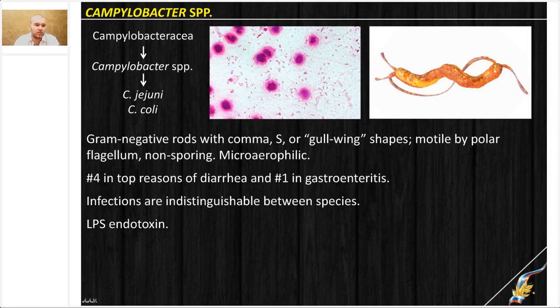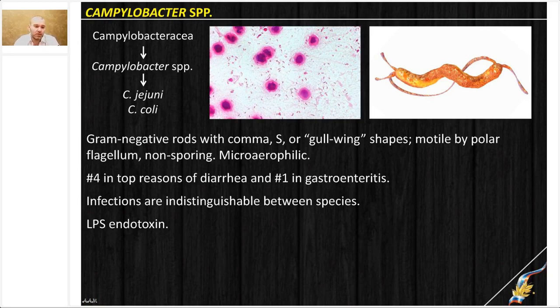In classification, it belongs to a separate family, Campylobacteriaceae, and we have two main species, Campylobacter jejuni and Campylobacter coli. As is obvious from the name, they were identified in different parts of the intestine, and the name originated from anatomical location.